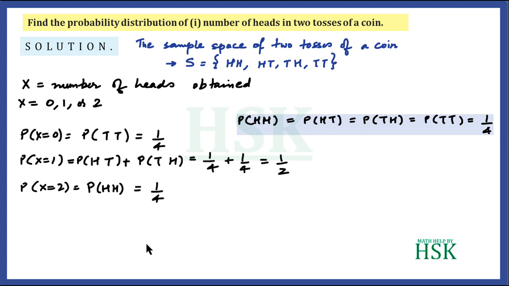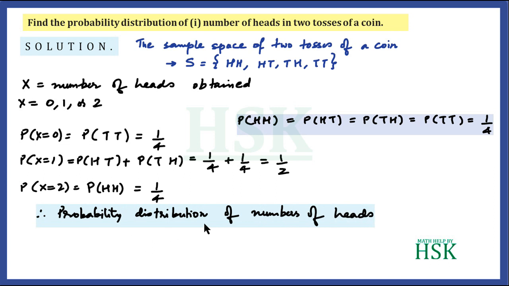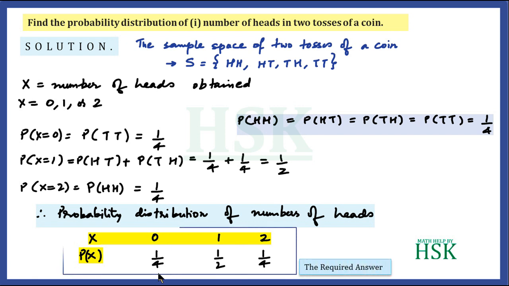So we can write the probability distribution of the number of heads by making a table of the number of heads, that is the value of the random variable x, and the probability of x. When x is equal to 0, the probability of x is 1 by 4. When x is equal to 1, the probability of x is 1 by 2. And when x is equal to 2, the probability of x is 1 by 4. This is the required answer, that is, the probability distribution of the number of heads.